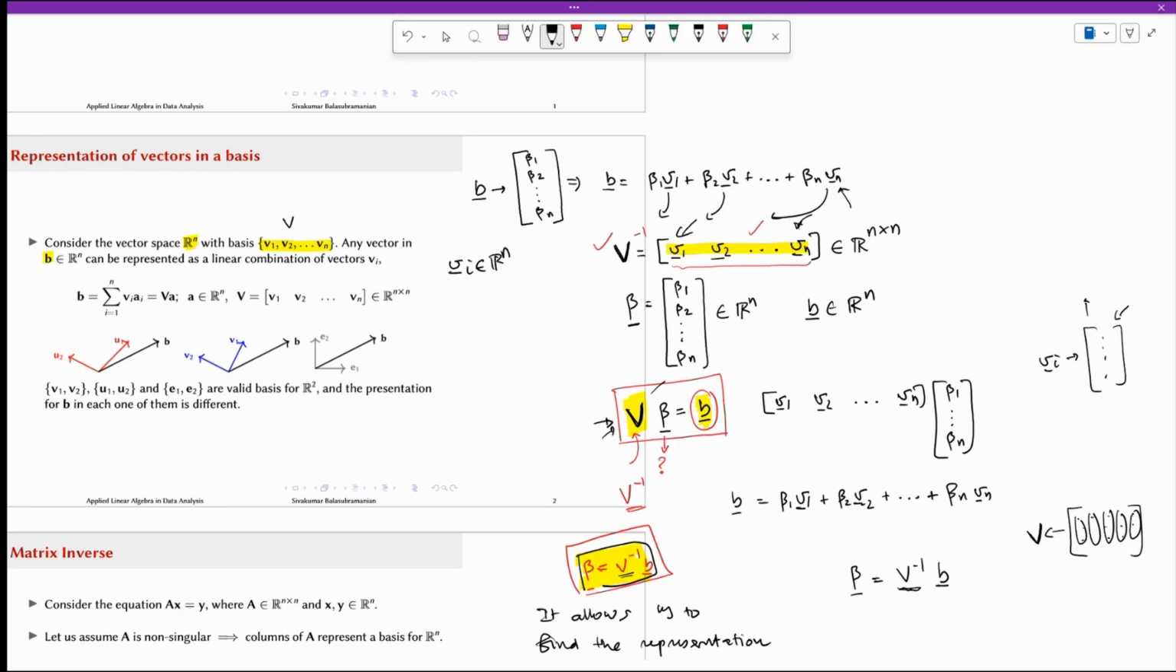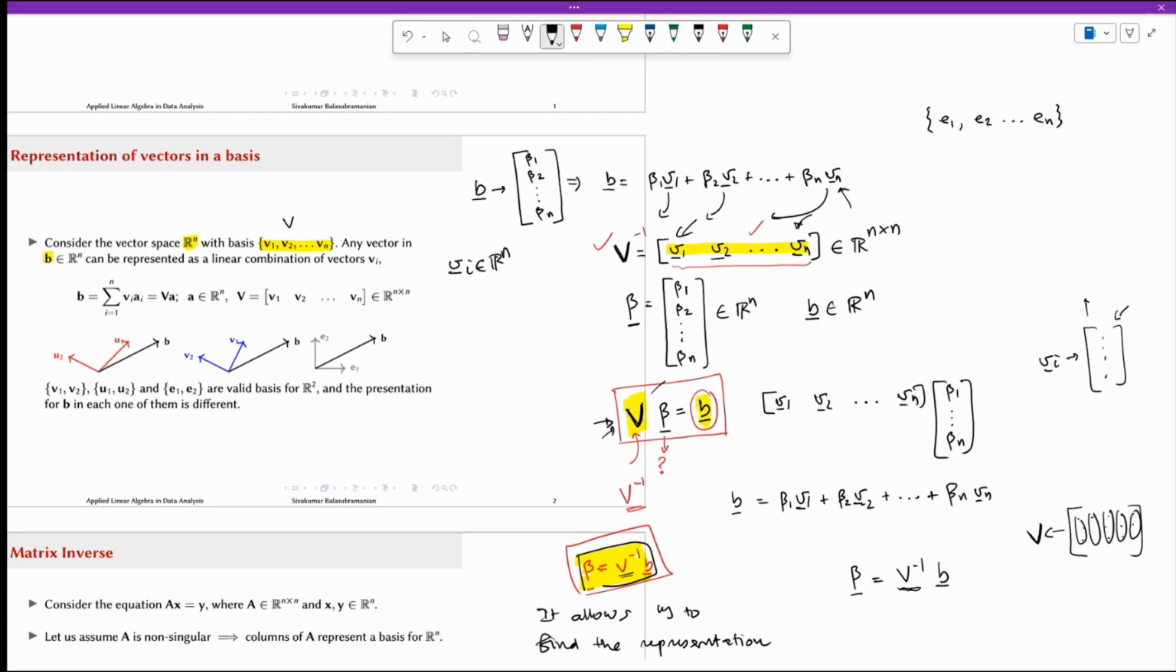Whenever you have a vector represented in numbers, the basis is usually clear from the context in which you're discussing things. If nothing is mentioned, you simply assume that it's in the standard basis, and the standard basis is essentially e1, e2, to en.